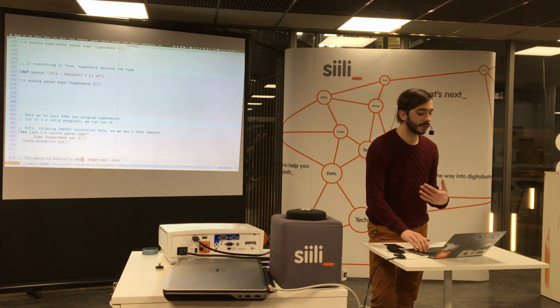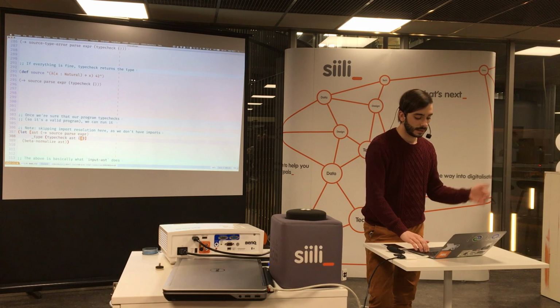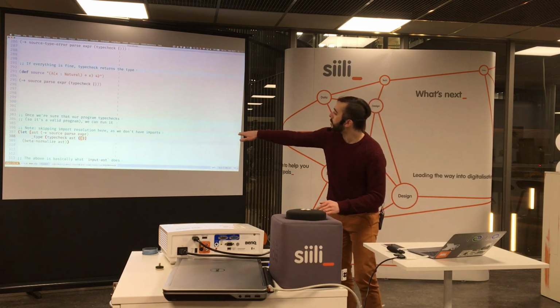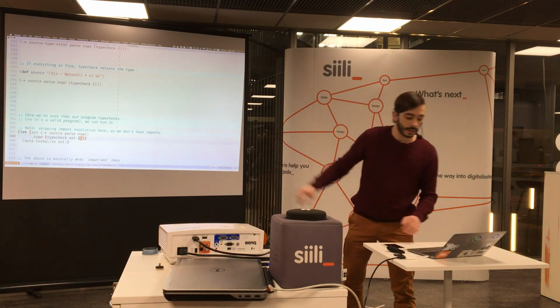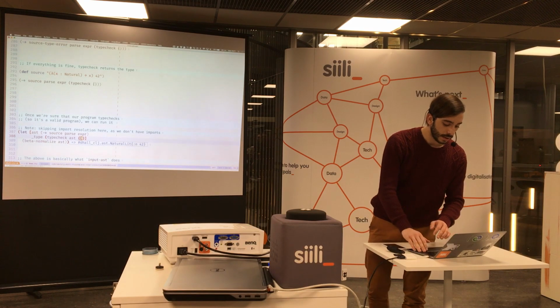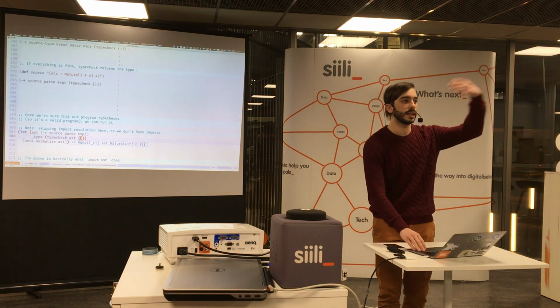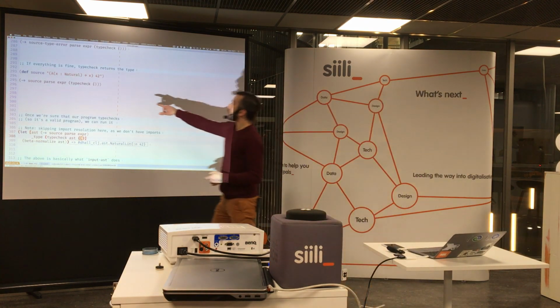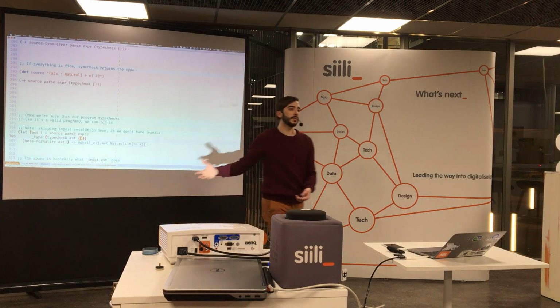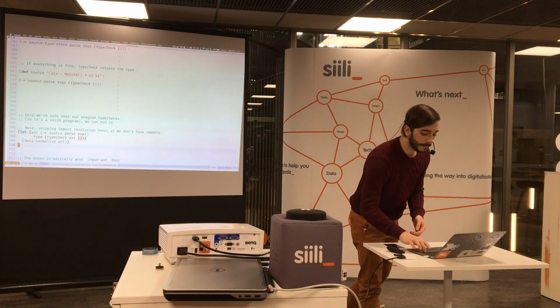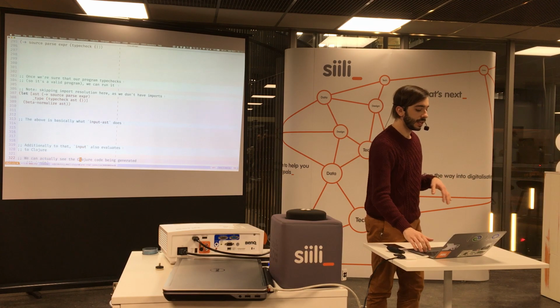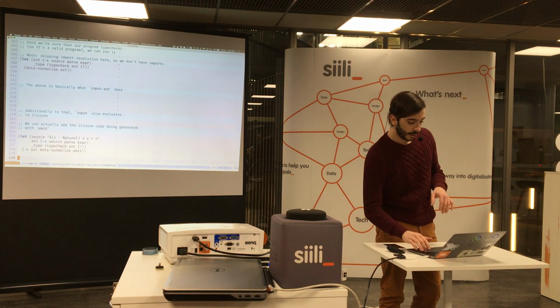Then once it's type checked, we can normalize the AST. So we parse that into AST, we type check that, and then we normalize it. And then we get the execution of this function applied to the 42, and we get back the 42. It is basically what input AST does.